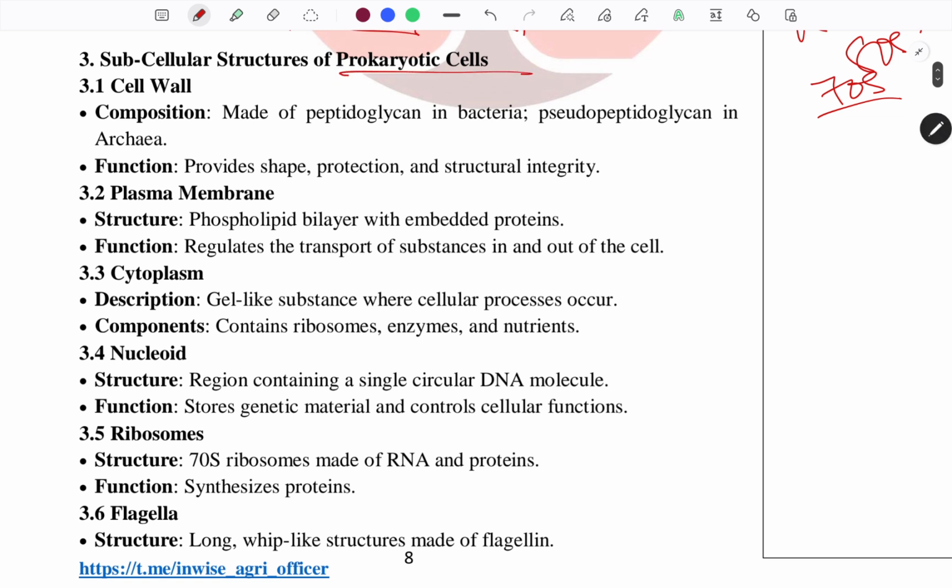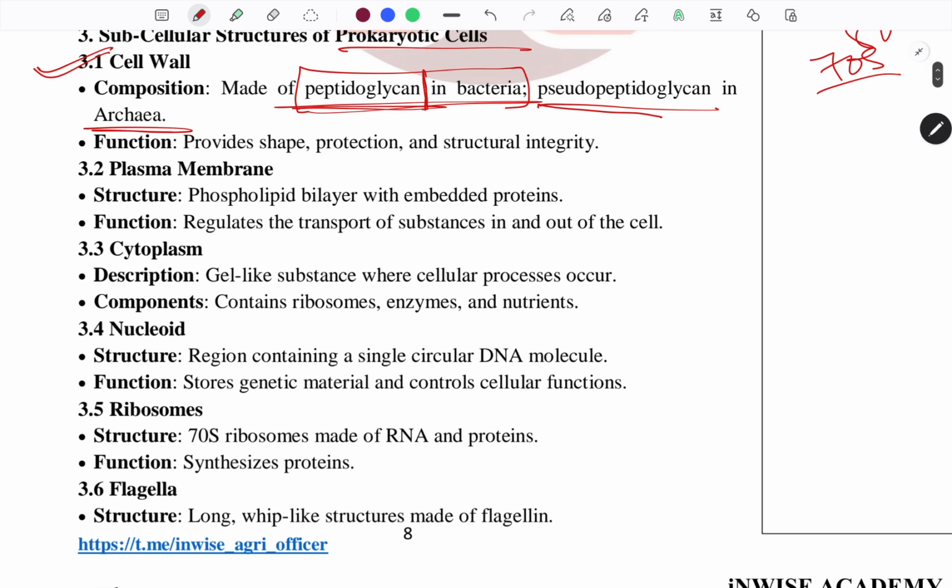If you are talking about the prokaryotic cell, the outermost cover of the cell is the cell wall. How is it made up? The composition of this cell wall is peptidoglycan in bacteria. Remember it, in bacteria, the cell wall is made up of a peptidoglycan layer. In case of archaea, it is made up of a pseudopeptidoglycan layer.